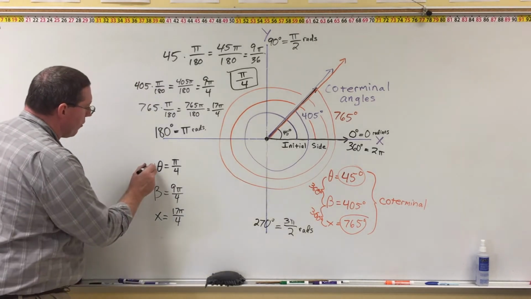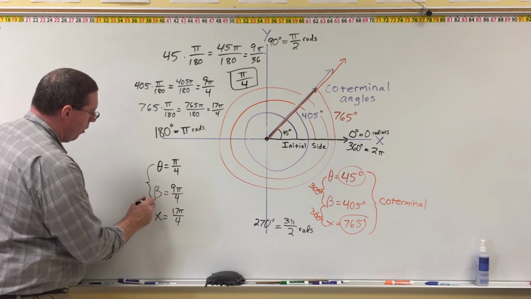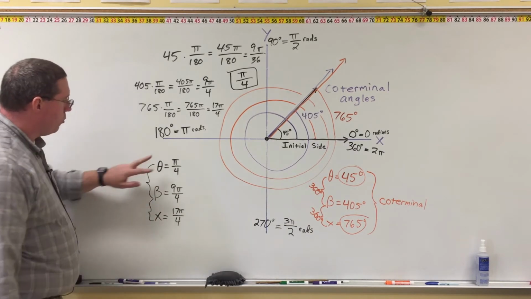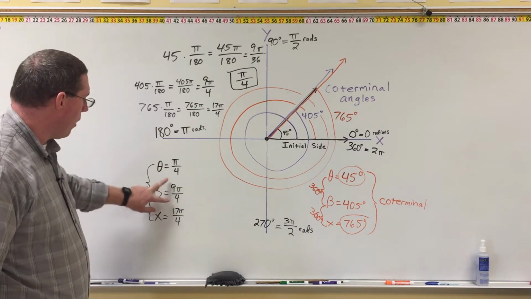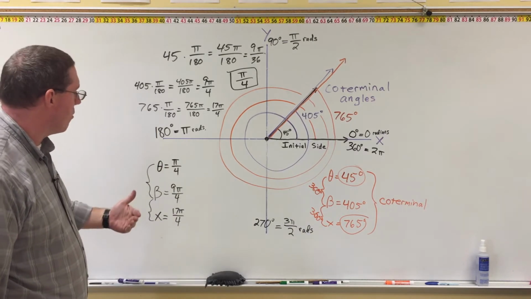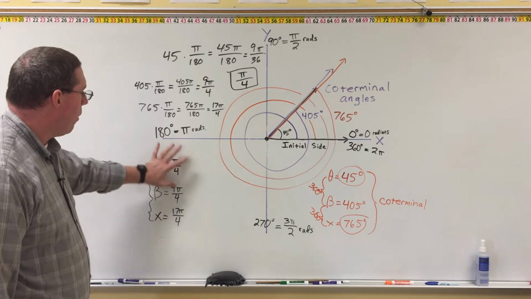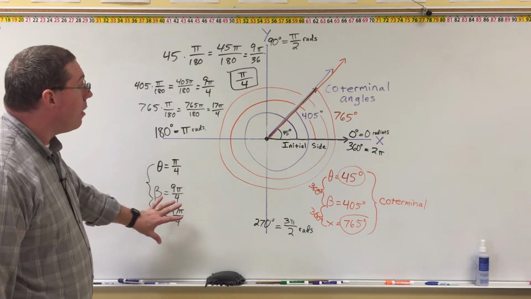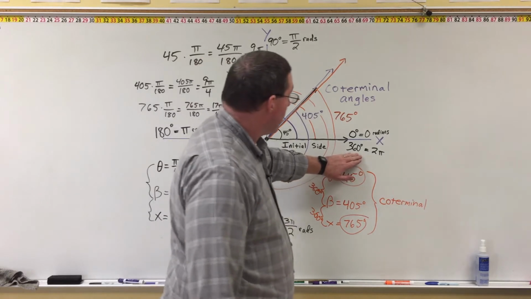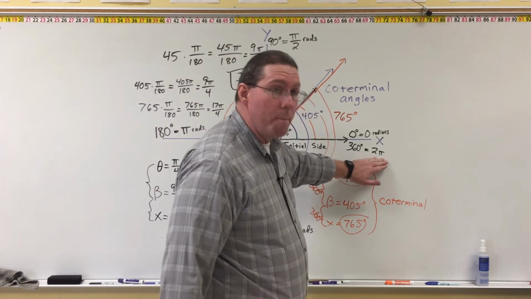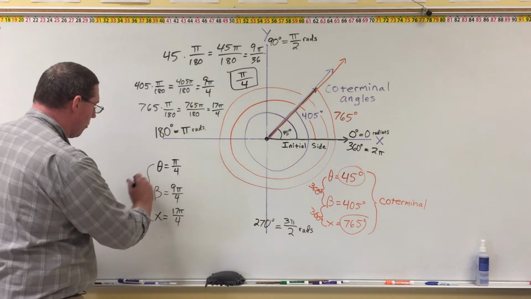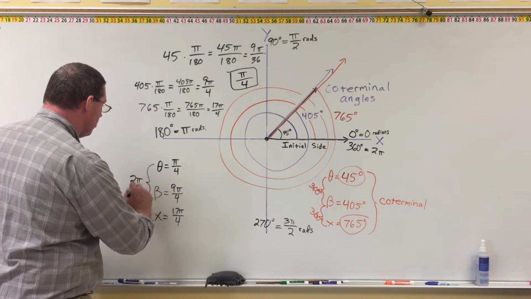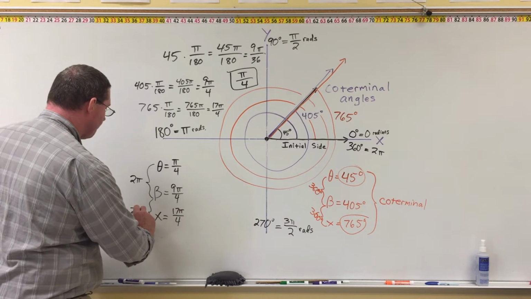Well, what is the difference between these? What is the standard difference between pi over 4 and 9 pi over 4 and 17 pi over 4? So what is the difference in the coterminal angles when we measure in radians? Well, remember that 360 degrees is the same thing as 2 pi. And so the difference between each of these coterminal angles is always going to be a multiple of 2 pi.